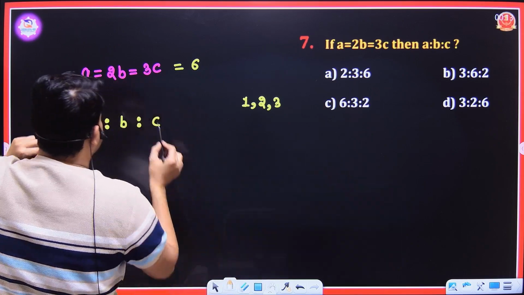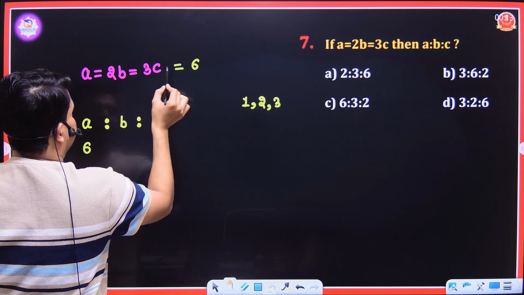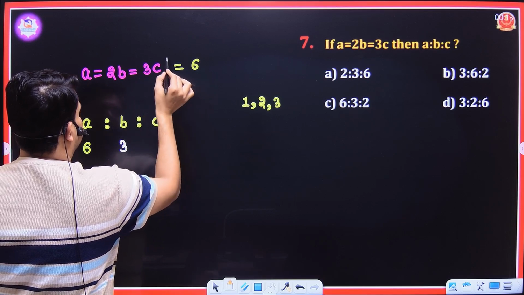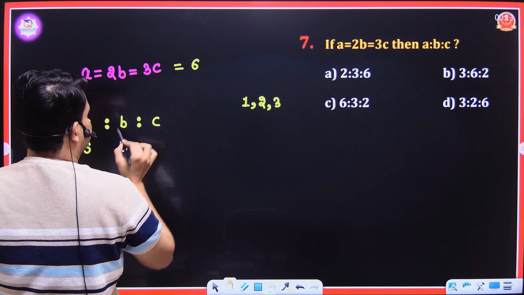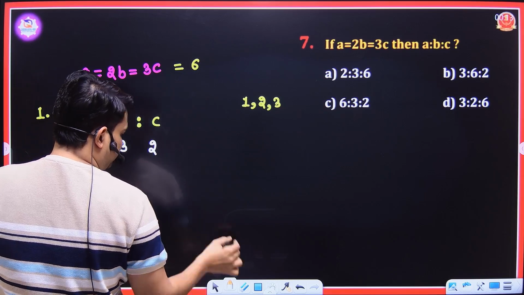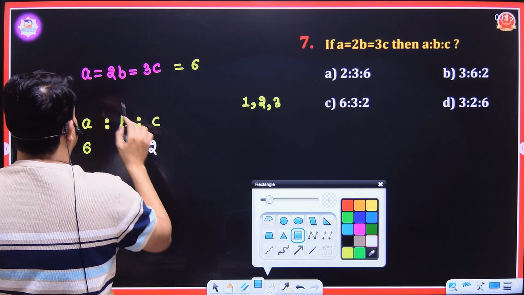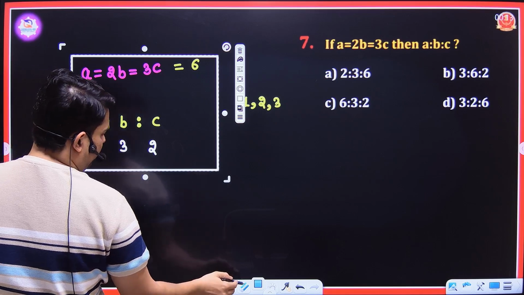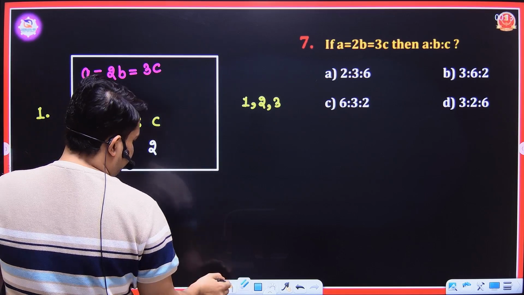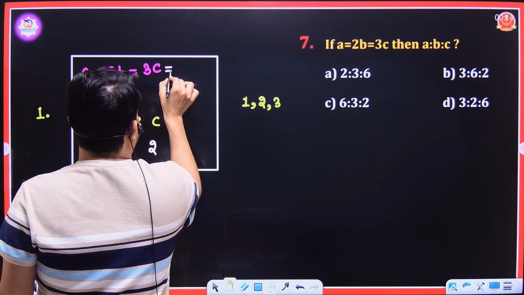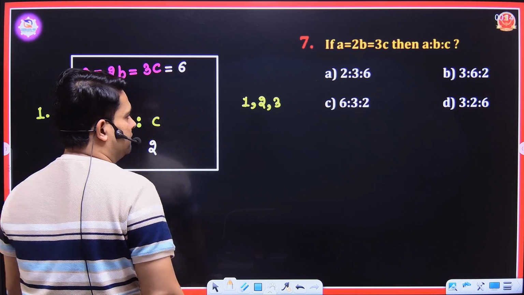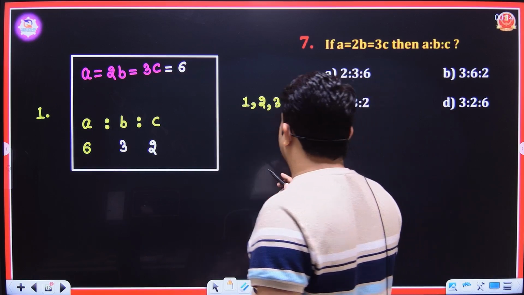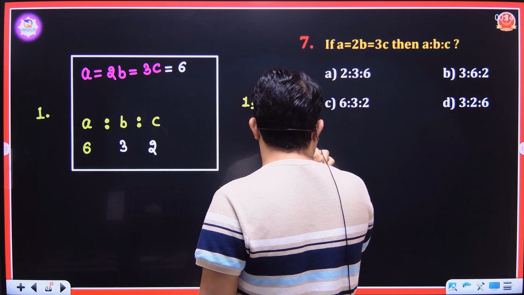See, twice of B is equal to 6, then B is equal to 3. Thrice of C is equal to 6, then C is equal to 2. What we have is A ratio B ratio C is equal to 6 ratio 3 ratio 2. But in some cases, their LCM will be very hard to find out. So there is another method which you should always follow while solving this type of ratio.